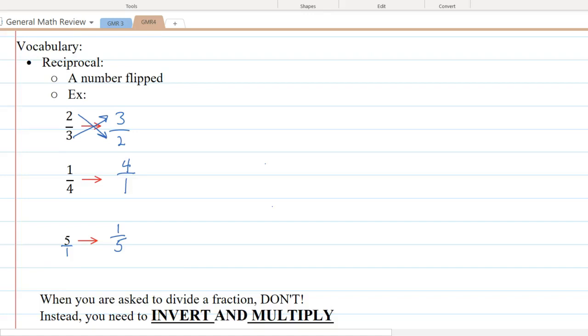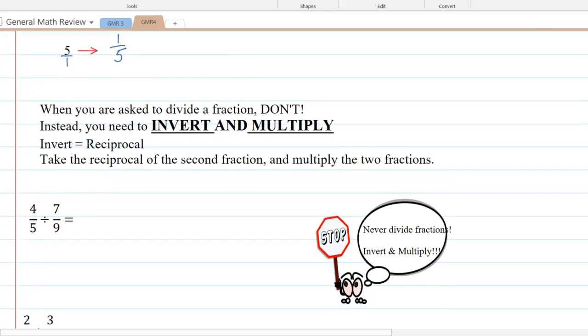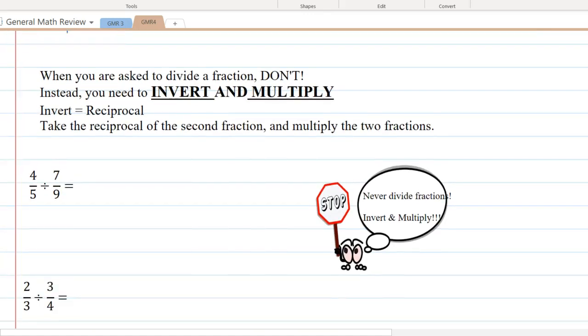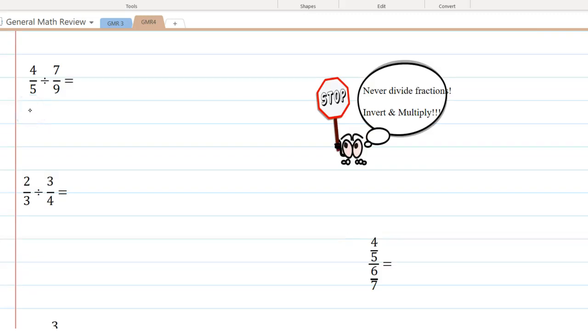So how do we divide fractions? Well, we don't. What do we do instead? We invert and multiply. What's invert? It's the reciprocal. It means to flip it over. So let's take a look at some examples. I have 4/5 divided by 7 over 9. The 4/5 is going to stay the same. I'm going to leave it 4/5. Then I'm going to say times, and you take the reciprocal of the back number. That becomes 9 over 7.